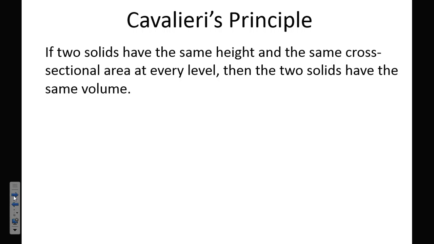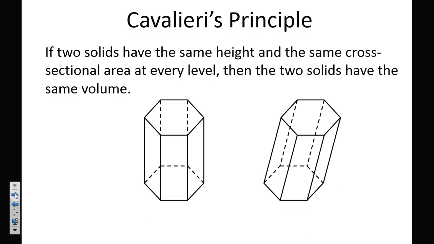So no need to write this down, as long as you're okay with the fact that when we take a deck of cards and have them all stacked up nicely, but then we slide them over a little bit, they still have the same volume, right? Nothing has changed. So this right hexagonal prism and this oblique hexagonal prism, if they have the same area of their base and the same height, are going to have the same volume.